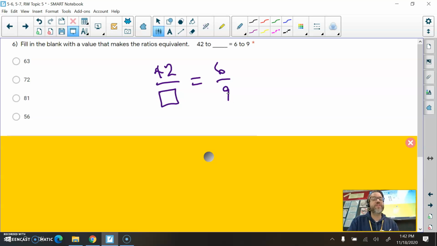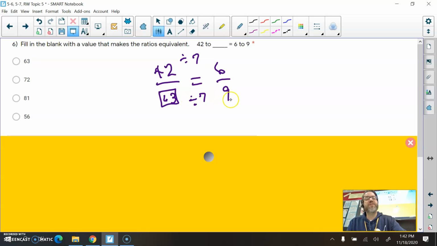See, when it's written like this, like a proportion, look how easy this is. How do I get from 42 to 6? Well, 6 times 7 is 42. So 42 divided by 7 equals 6. So what divided by 7 would equal 9? Reverse that. 9 times 7 is 63.